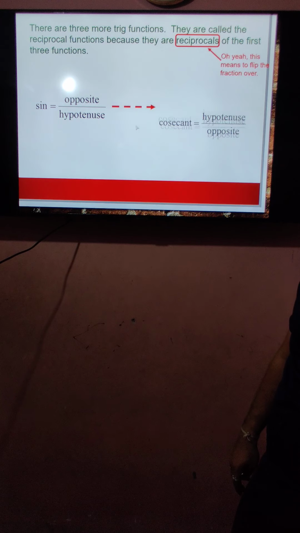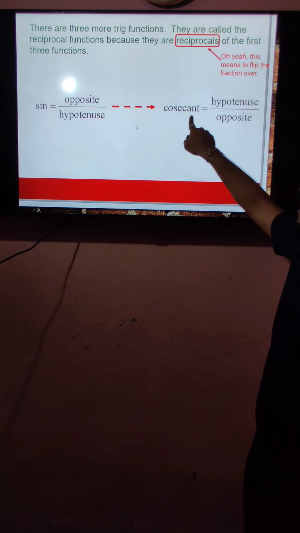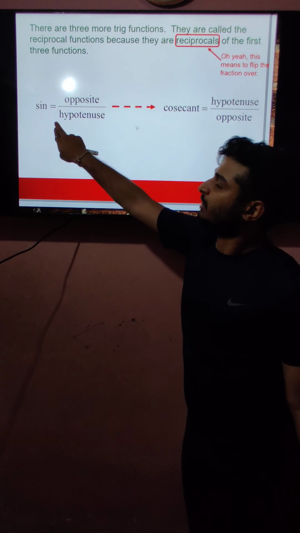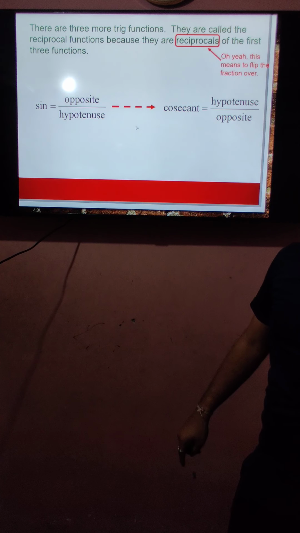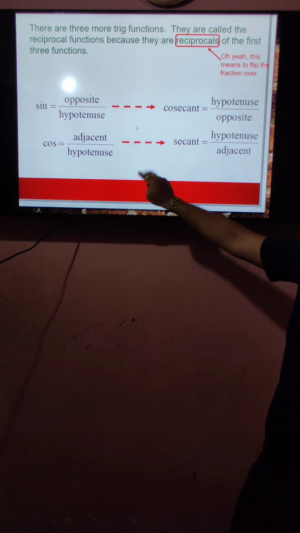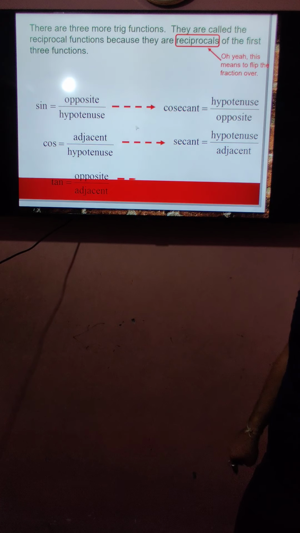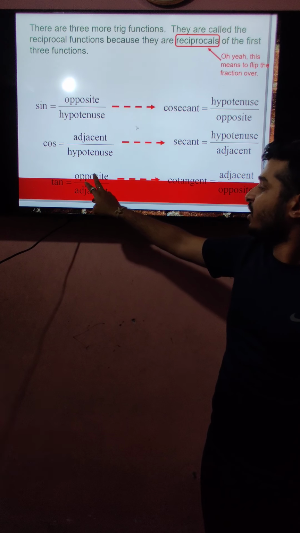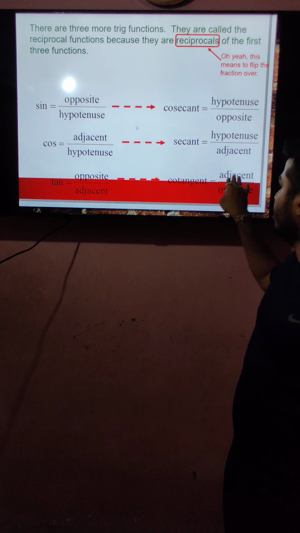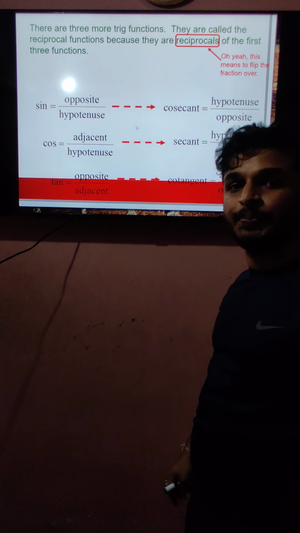So sine is equal to opposite divided by hypotenuse. Cosecant is equal to the reciprocal of sine. Cos is adjacent by hypotenuse. Secant will be equal to hypotenuse divided by adjacent. In the same way, tan is equal to opposite divided by adjacent. Cotangent is equal to adjacent divided by opposite.